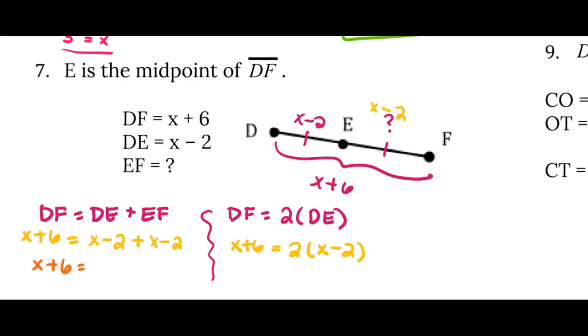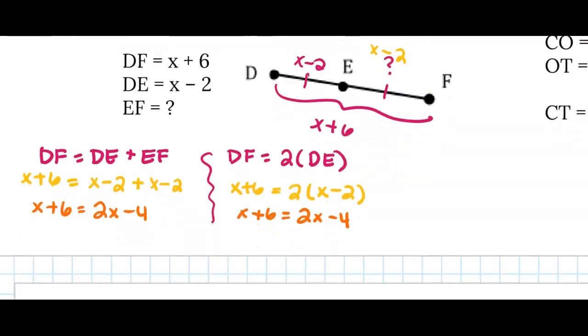So when I combine my like terms on the right side here, I get 2x minus 4. When I distribute on the right side here, I get that x plus 6 is equal to 2x minus 4. Both of those equations are the same. So then you're going to minus the x to get x minus 4 is equal to 6. Add the 4 to get 10 is equal to x. Same thing works over here.